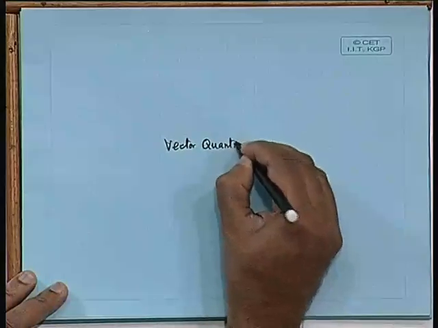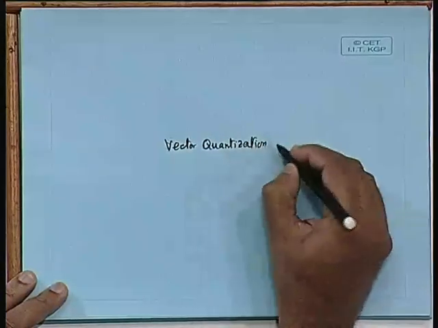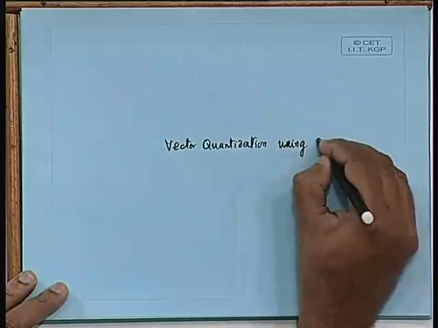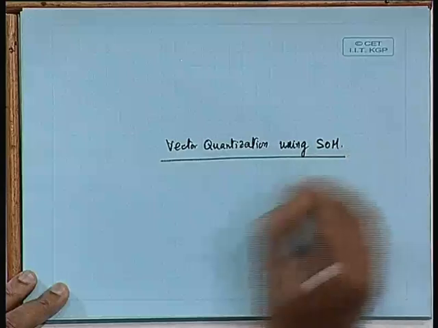The topic is vector quantization using the self-organizing map. This is based on a very important property of the self-organizing map, and that is about the approximation that it makes from a continuous space to the discrete output space. Making use of that property, what is known as vector quantization can be carried out.